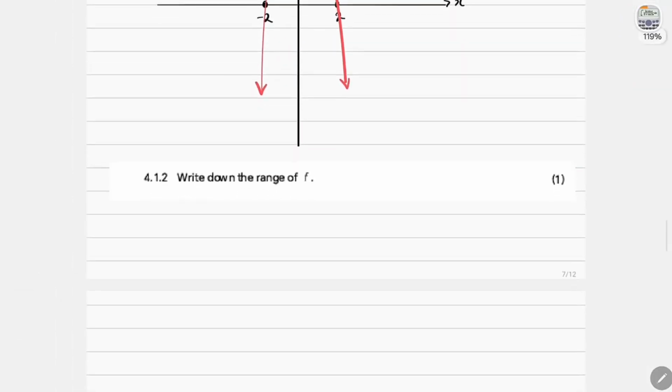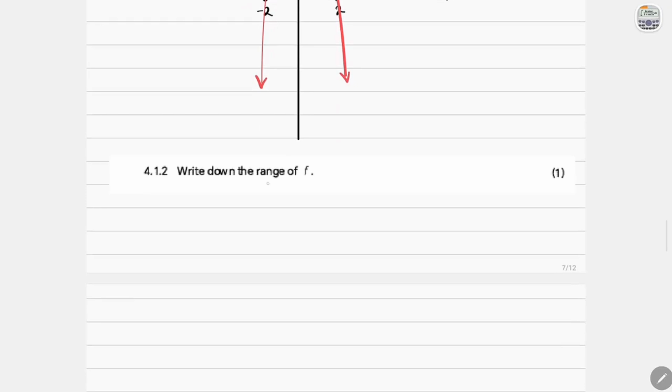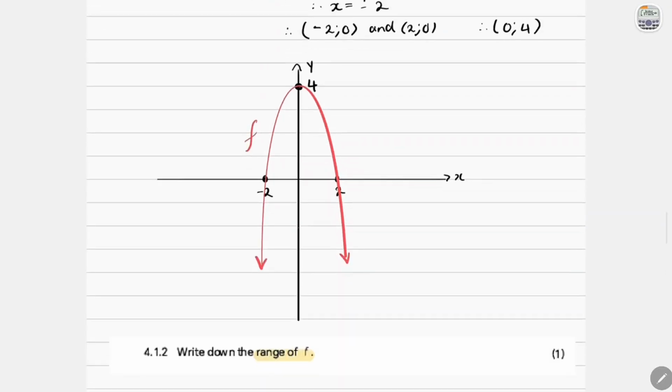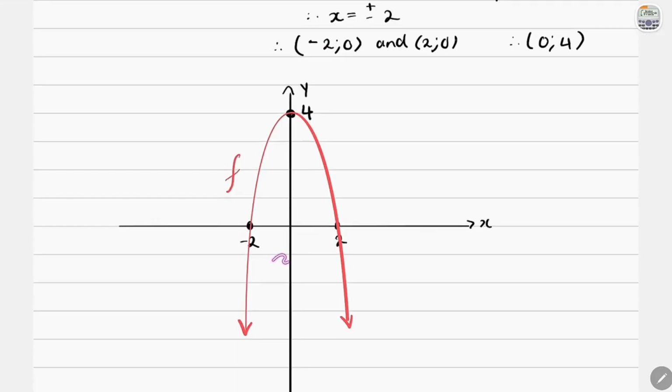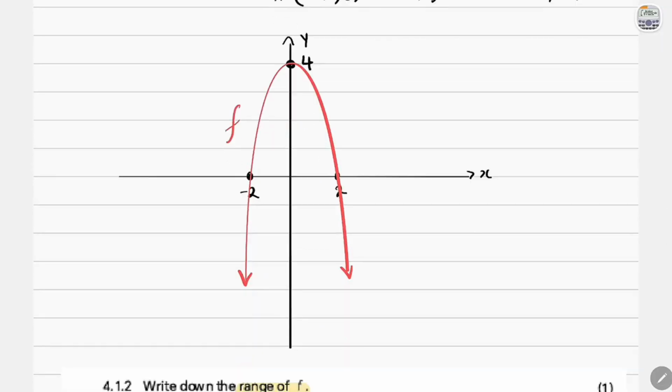Question 4.1.2 says we need to write down the range of f. So the range refers to all the y values of the graph of f. Looking at this graph, it is concave down. It's a sad face, and so it means that this graph is going to shoot down to infinity. So for the y values that it will have, you can focus on the y-axis. You see on the y-axis, the first place it has a y value, if we look from the top, is at 4.